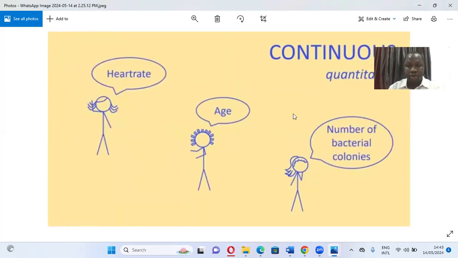Okay. So this was what I was looking for. Now, continuous data, you can see heart rate, age, number of bacteria colonies. All these are continuous data. They are quantitative data.